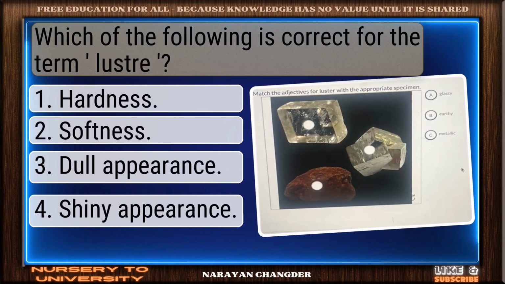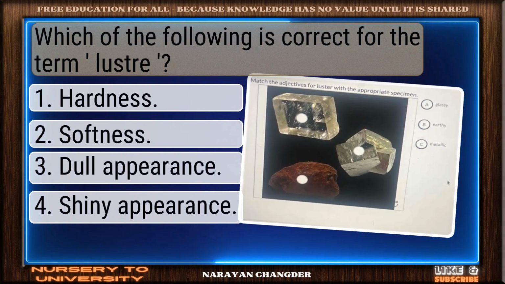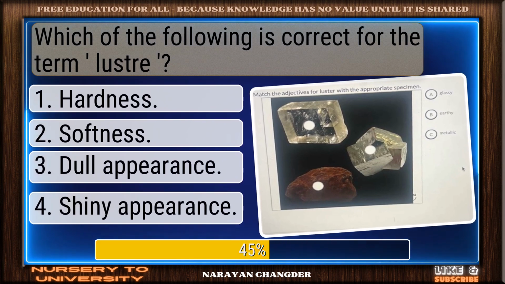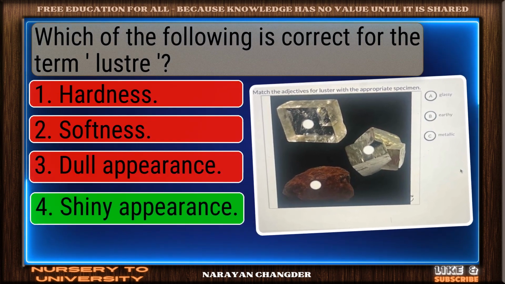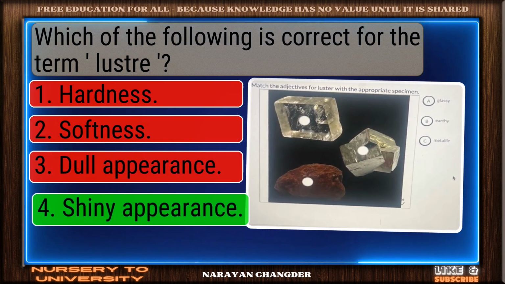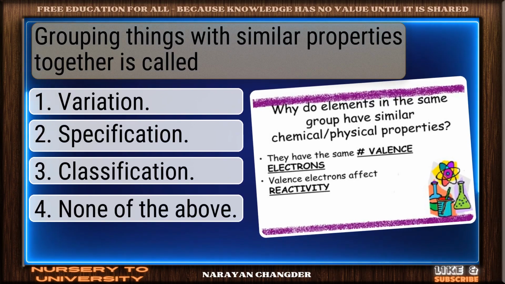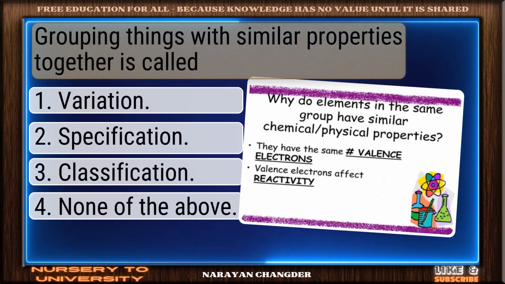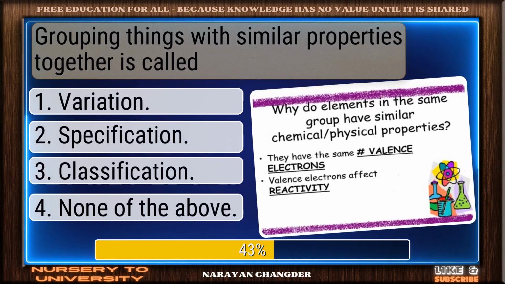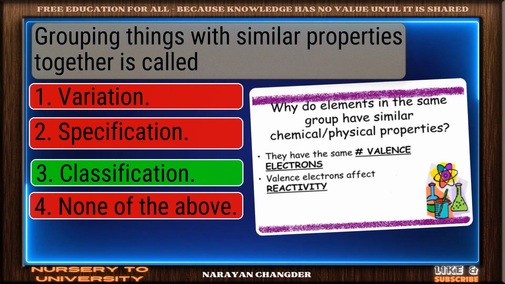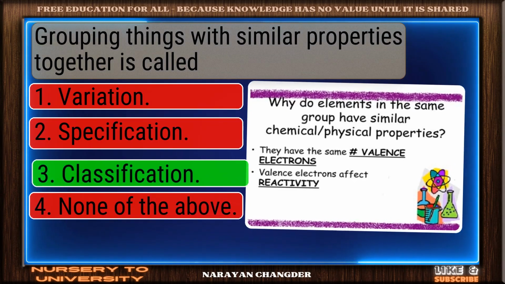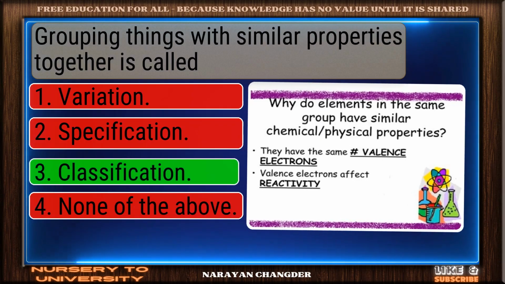Which of the following is correct for the term luster? Good thinking. Shiny appearance is the right answer. Grouping things with similar properties together is called. Great job. Classification is the accurate answer.